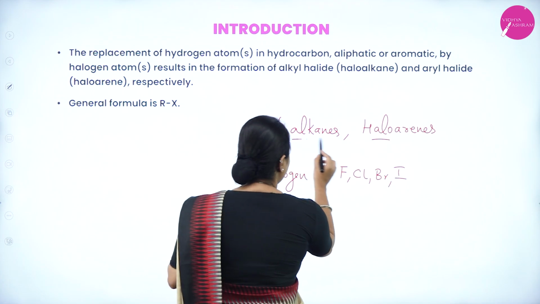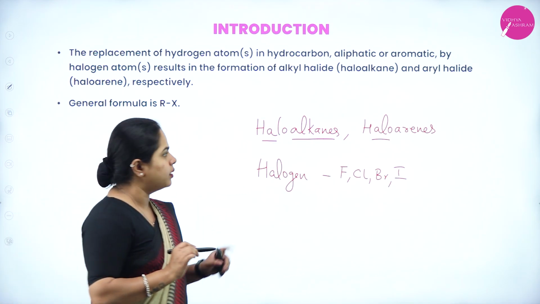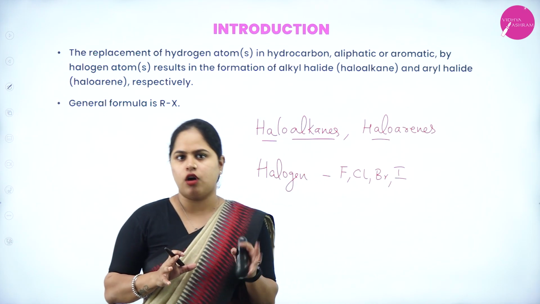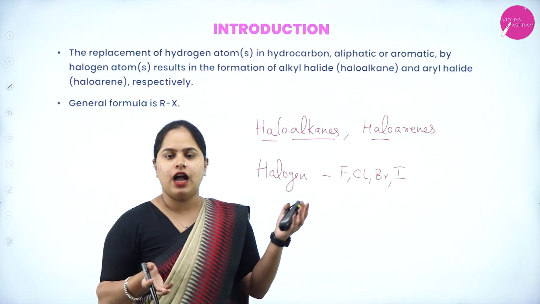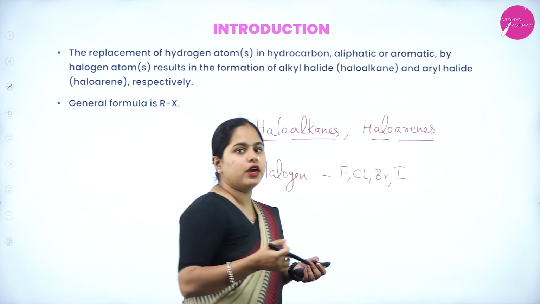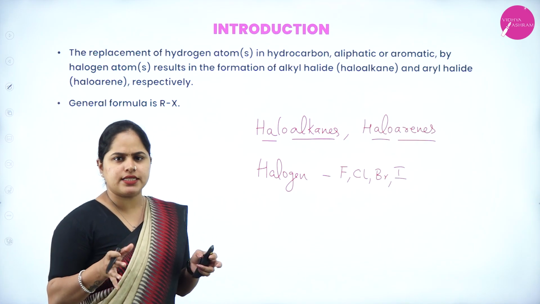Now alkanes you have already studied in the hydrocarbons chapter, right? About alkanes, right? So what then does haloalkanes mean? It is somewhere a combination of a halogen and an alkane, right? As of now you can tell like that. Now what will be haloarenes? It will be a combination of halogen and arenes, right? So this is the basic idea about it.